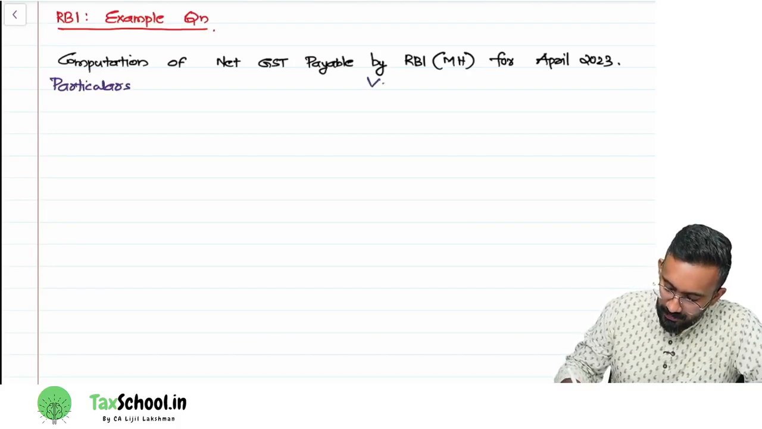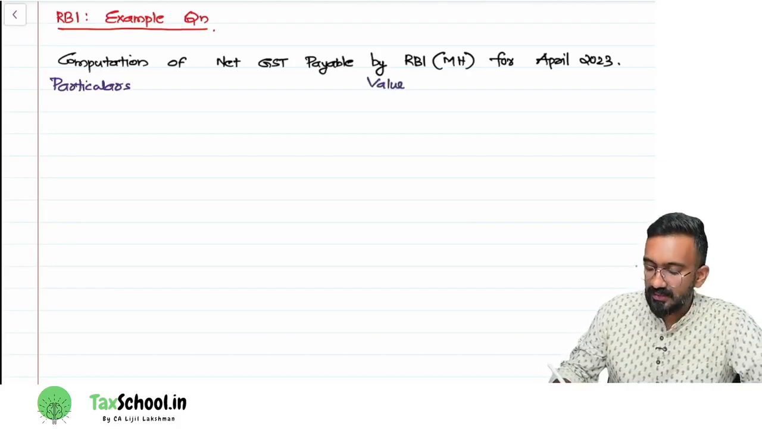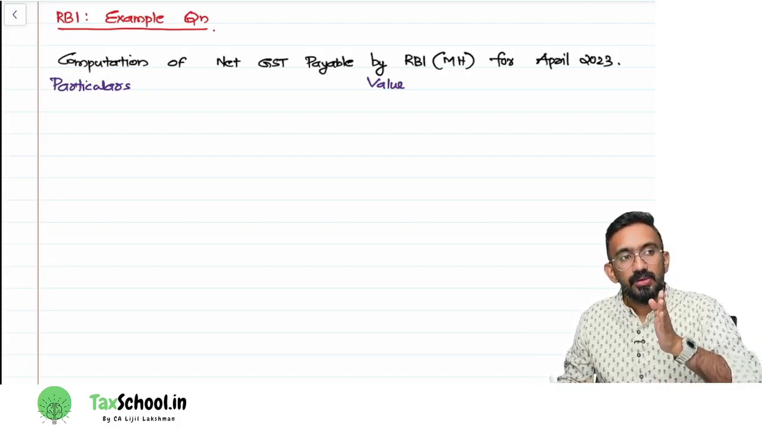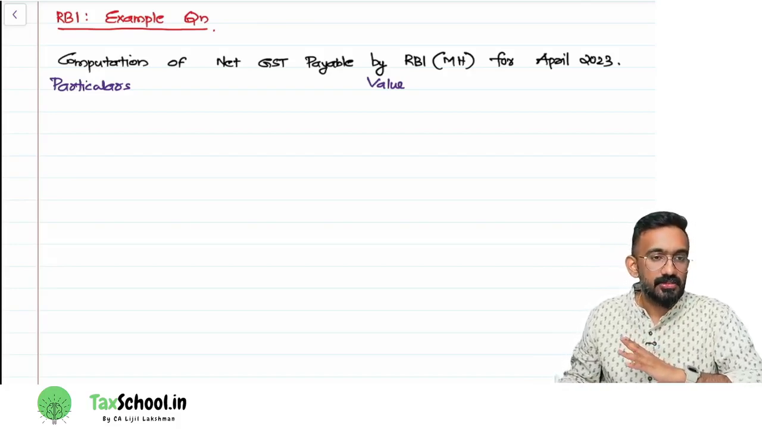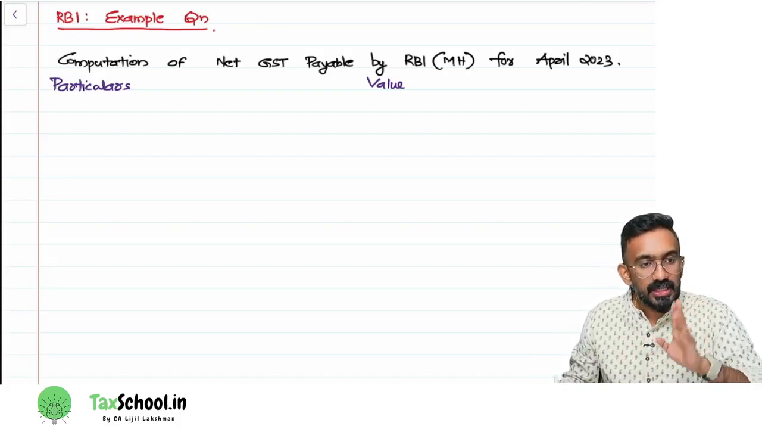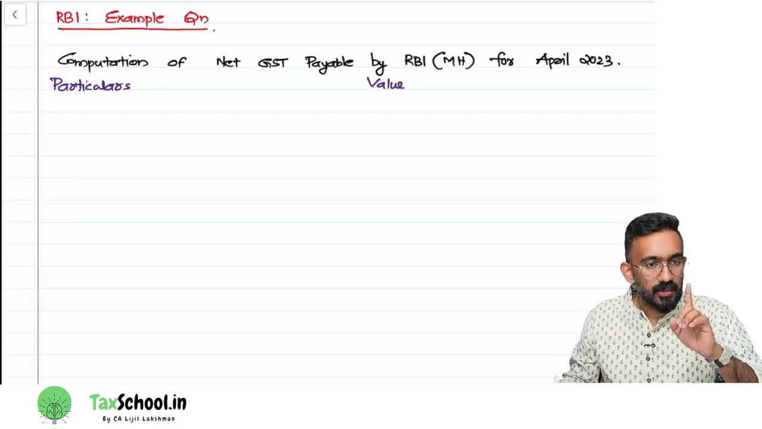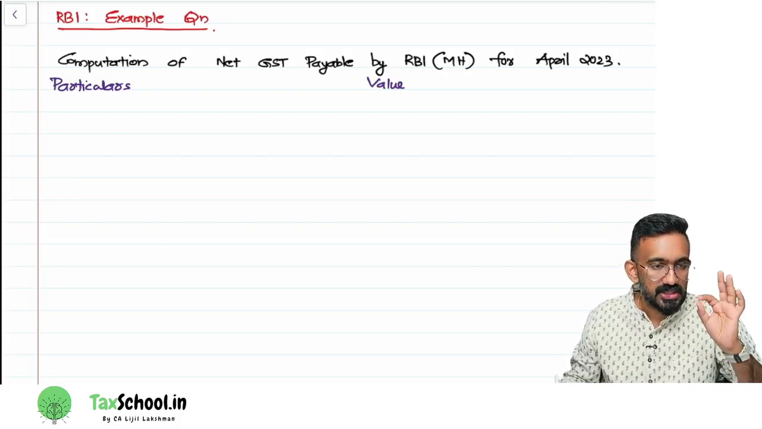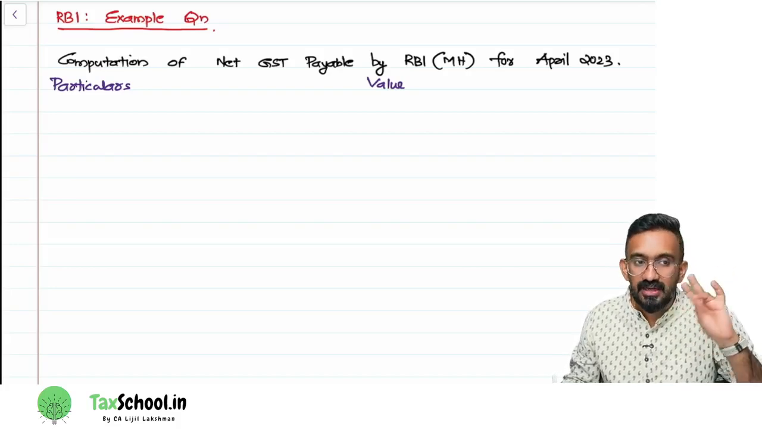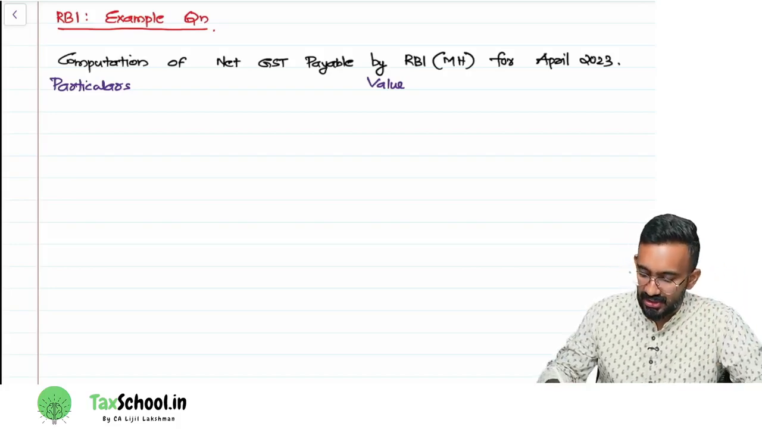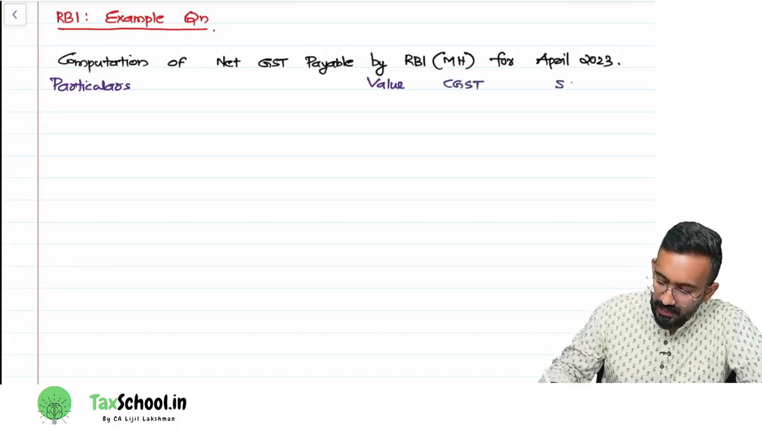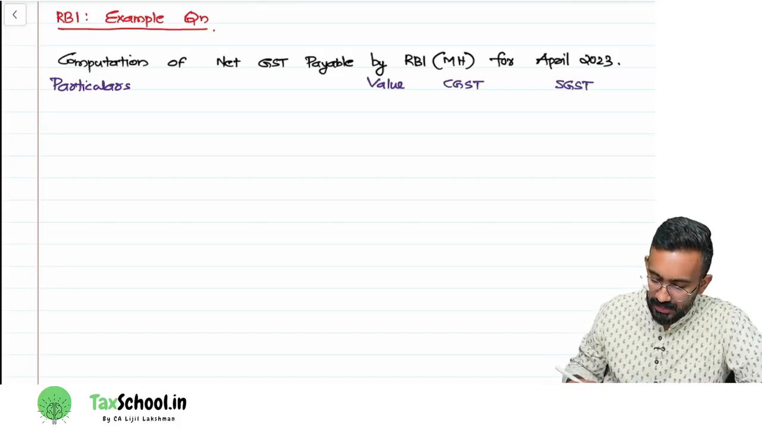I should have a column for value. Then I will have columns for GST. I always look at the question. If the question has only intrastate supply, how many GST columns do I require? 2. If I have only interstate supply, how many GST columns do I require? 1. If I have intra and inter, I would require 3 GST columns: CGST, SGST, IGST. Only inter, IGST alone. Intra, CGST, SGST. In this question, everything is intrastate, so I will only have CGST, SGST columns.